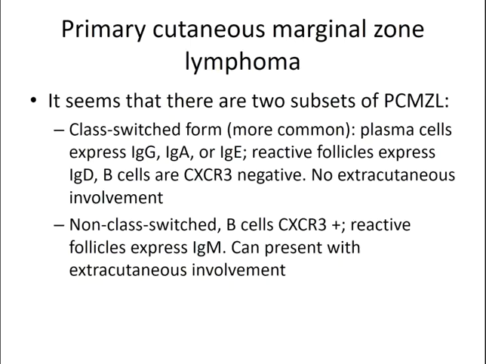Now, if you want to impress your clinician or your colleagues a little bit, you may think, there are two different types of marginal zone lymphoma. One is the good one, and the other one is very rare and is not the very good one. That is called non-class switch. And just for you to remember, class switch lymphomas express IgG. Non-class switch, which is the bad one, in between quotes, express IgM.